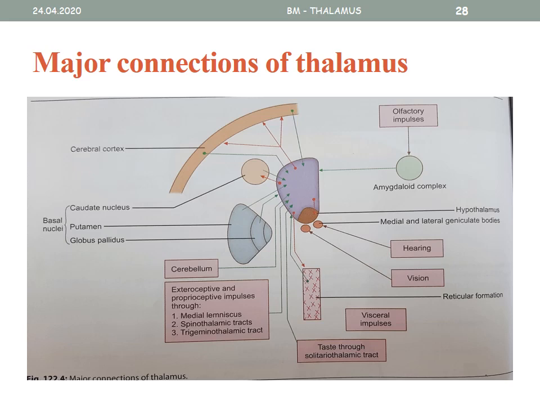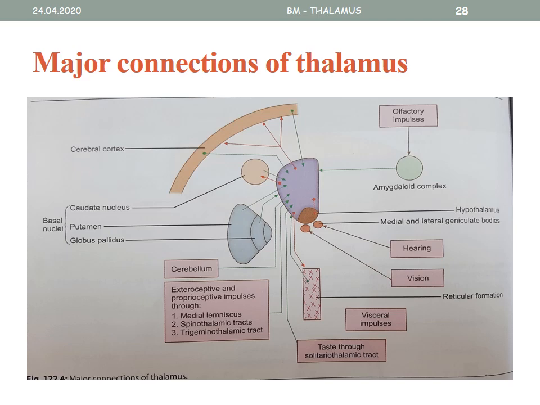Second one is, we knew it is very important sensory relay station. So it gets sensory information from medial lemniscus, spinothalamic tracts and trigeminothalamic tracts. It also receives special sensations like taste through solitariothalamic tract and optic tract and auditory tract. It also receives information from the reticular formation. Not only that, it is reciprocally innervated from the fibers of cerebral cortex. So it receives information from the cerebral cortex.